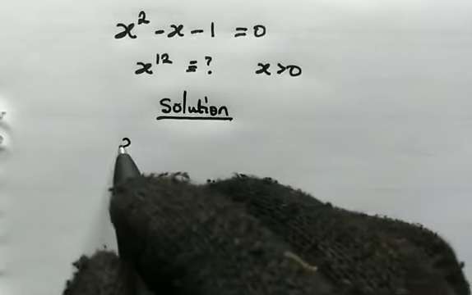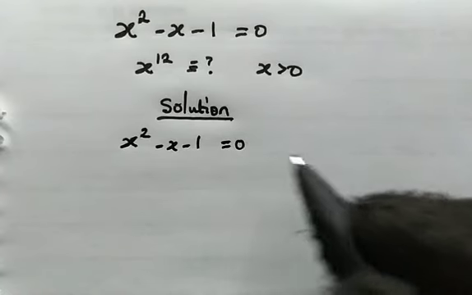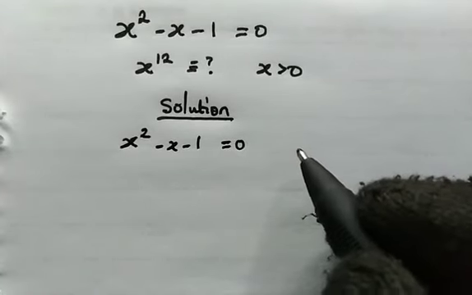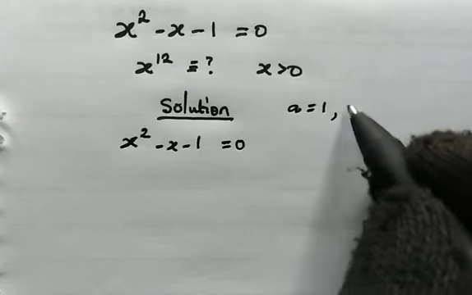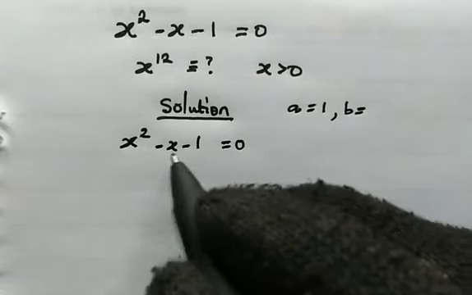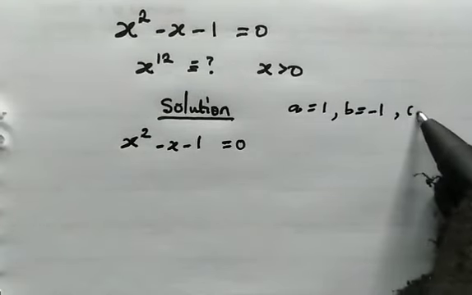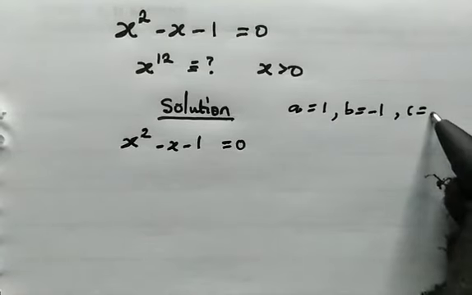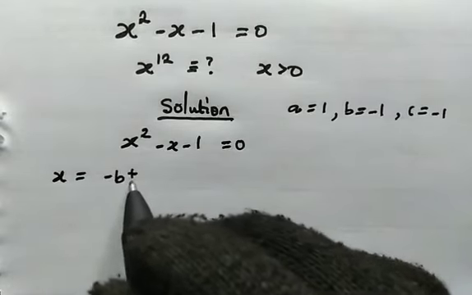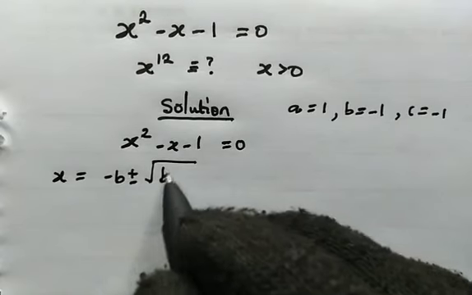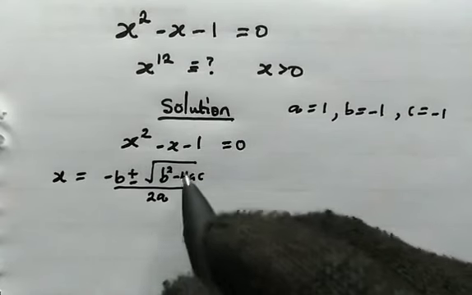So from the given equation, we have x squared minus x minus 1 equals 0. Now we're going to make use of the general quadratic formula. Here a is equal to the coefficient of x squared, which is 1. b is equal to the coefficient of x, which is negative 1. And c, which is the constant, is equal to negative 1. Therefore, we have x equals negative b plus or minus square root of b squared minus 4ac all over 2a.